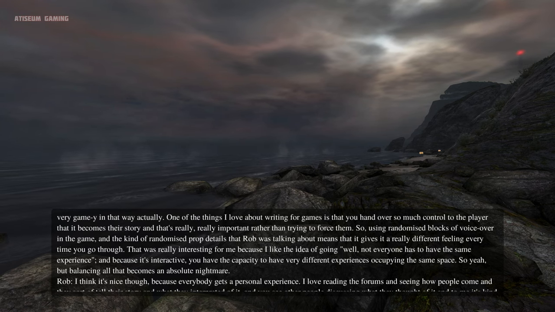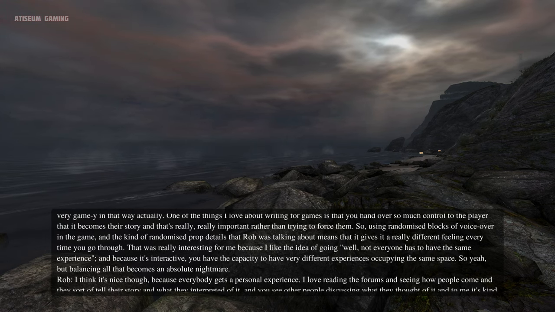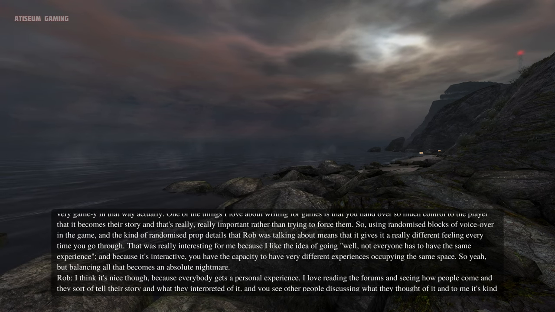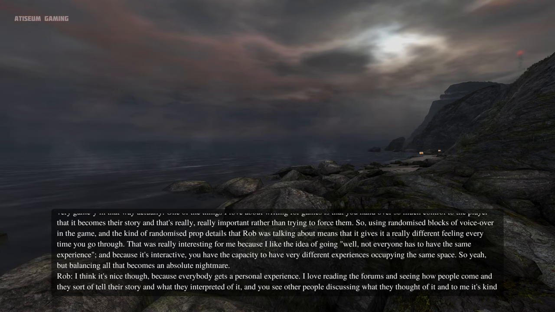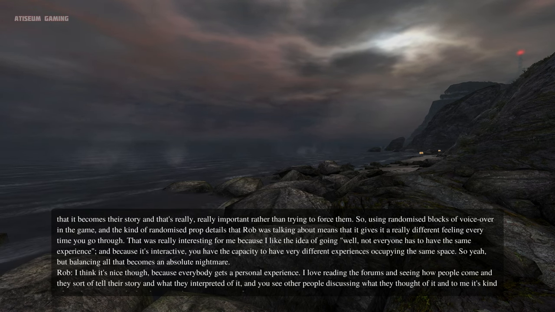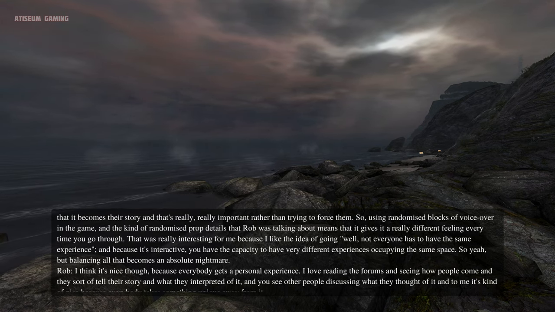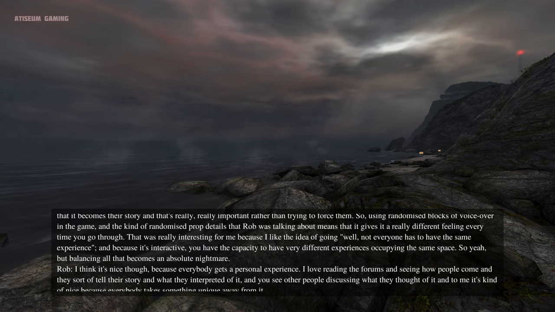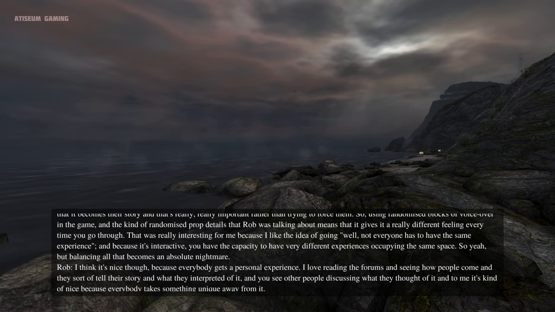I think it's nice though, because everybody gets a personal experience. Like, I love reading the forums and seeing how people come and tell their story and what they interpreted of it, and then you see other people discussing what they thought of it. And to me, it's nice because everybody takes something unique away from it.